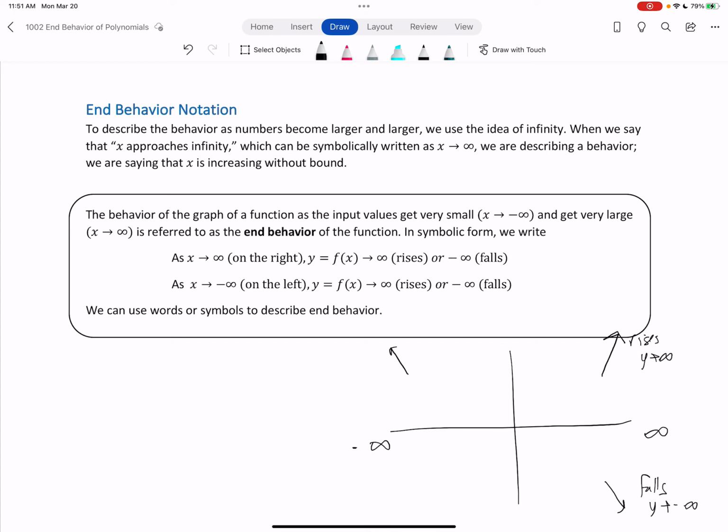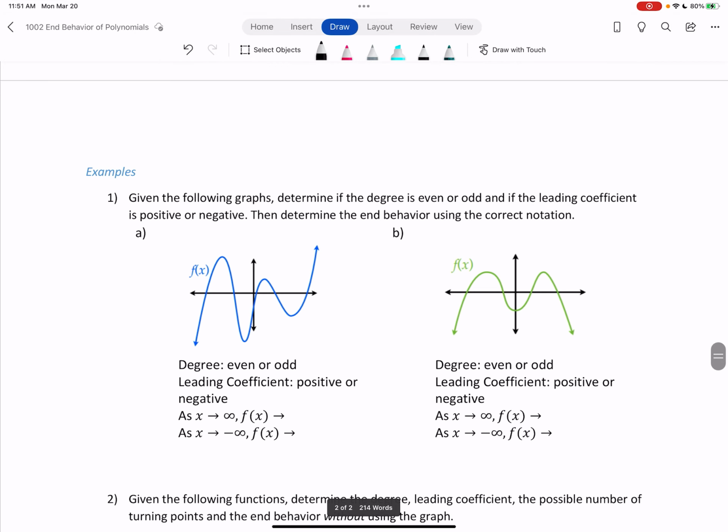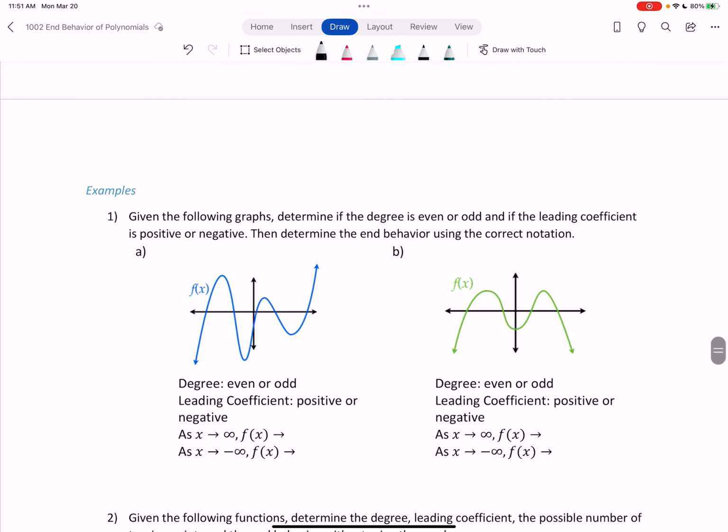Then we can do the same thing for the left. If it's up here, it's rising, y is going to infinity. If it's down there, it's falling, y goes to negative infinity. And remember that y is just a representation of f of x, the outputs of the function. So we want to try to determine the end behavior from a graph and also from an equation. So here's how we start, and we say, given the following graphs, determine if the degree is even or odd, if the leading coefficient is positive or negative, and then determine the end behavior.